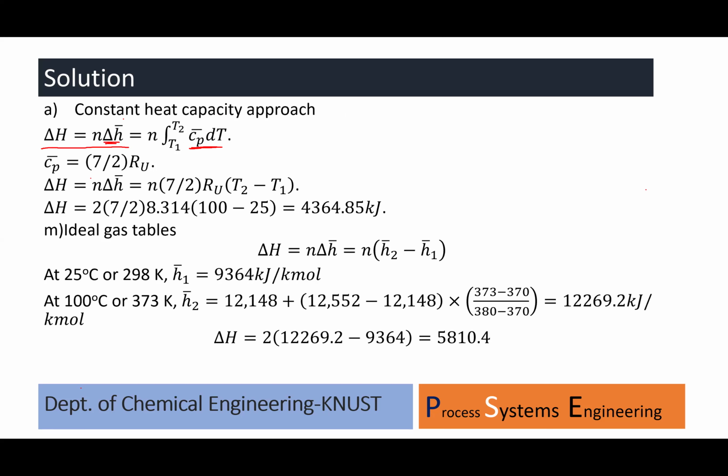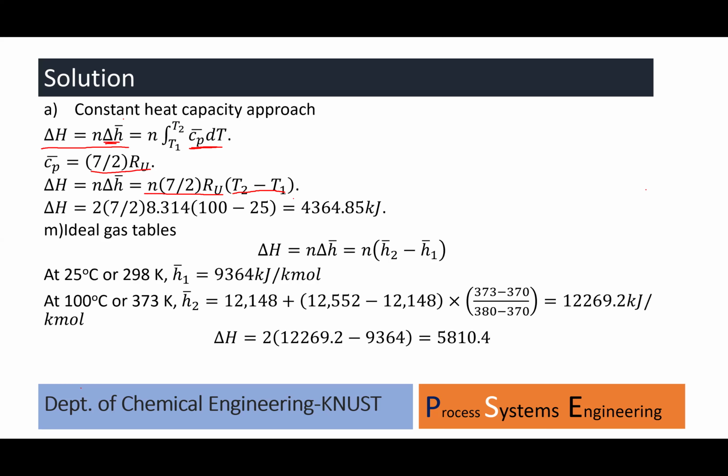But then CP here, we also said yesterday that we can represent it with 7 over 2 RU for some gases. So I'm going to put 7 over 2 RU in this expression. And then if I should integrate, 7 over 2 RU is a constant. So I'm just going to have this final expression at the end of the day. So it becomes N times 7 over 2 RU times the change in the temperature, T2 minus T1. So I can just put in the values and then that would be it.